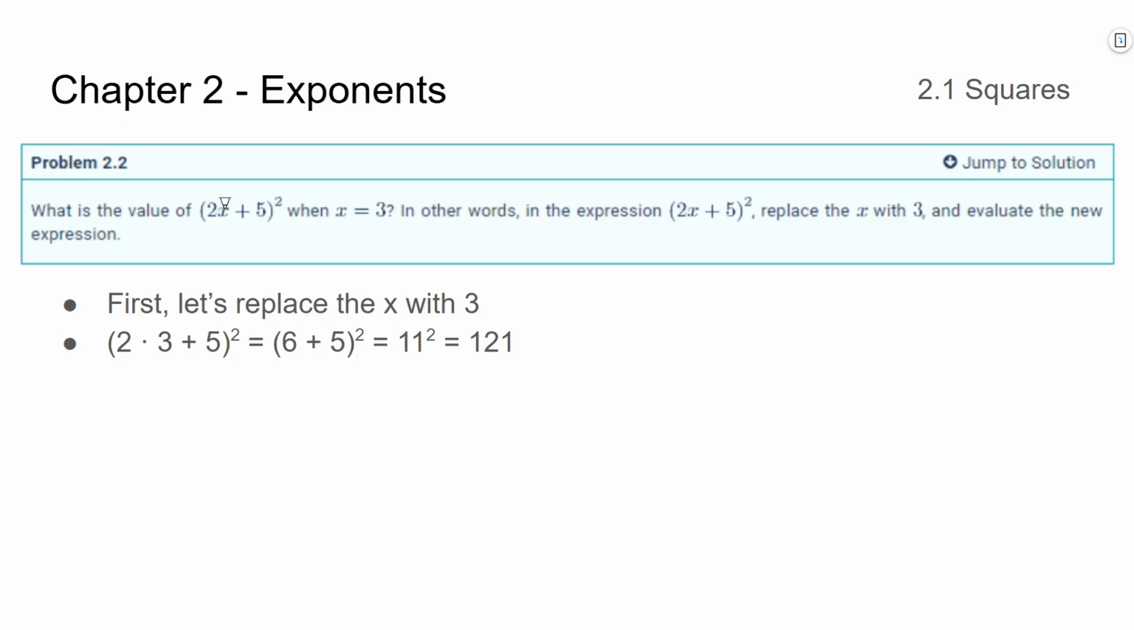We can't just put a 3 there because this is really saying 2 times x. So when we put the 3 in there, it's going to be 2 times 3. So there we go. We have 2 times 3, and we'll leave everything else the same, plus 5 squared. All right, so now we have to compute our parentheses first.